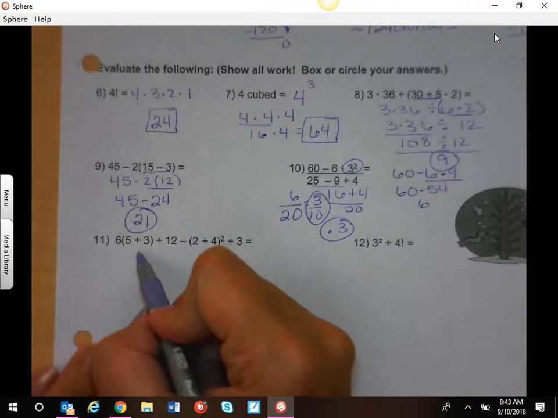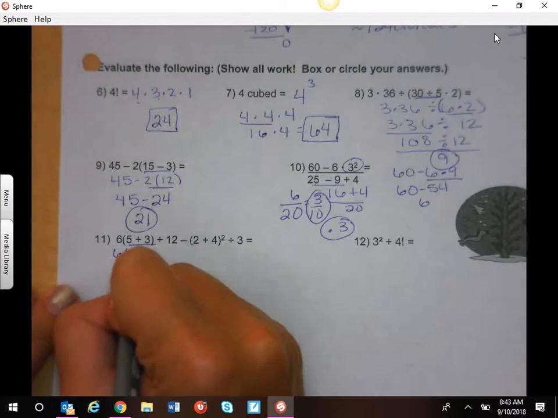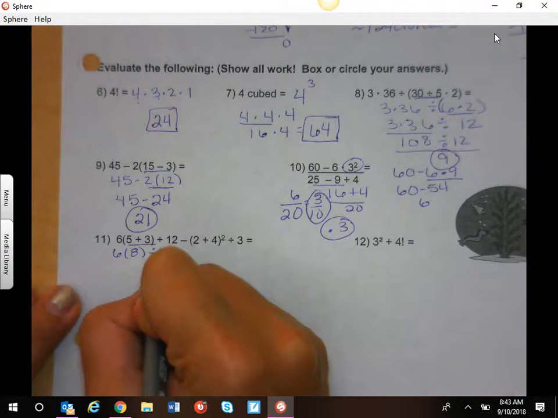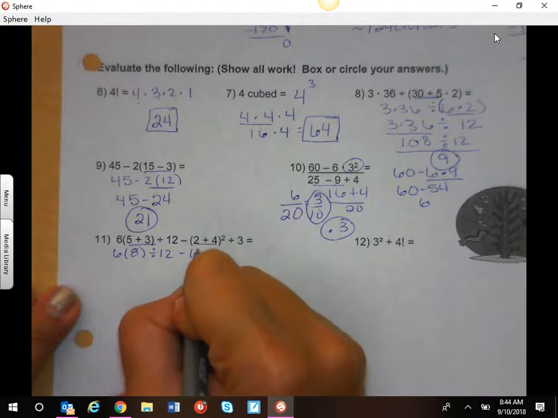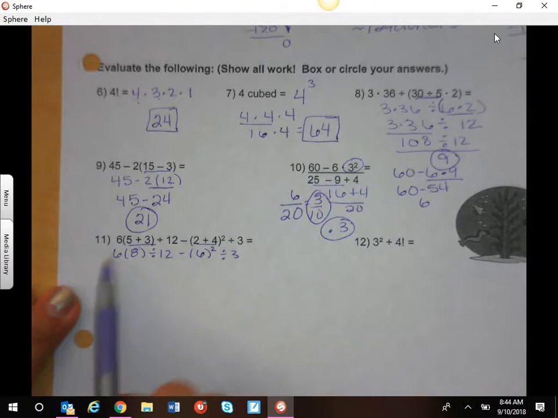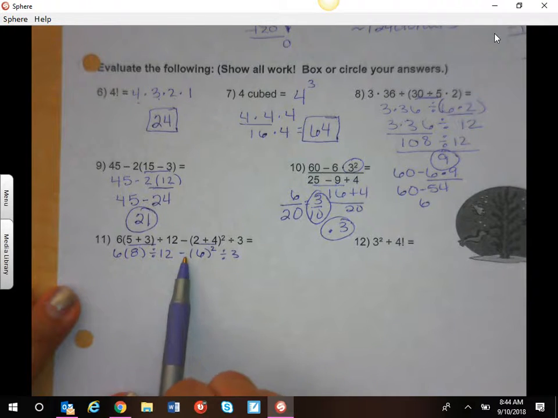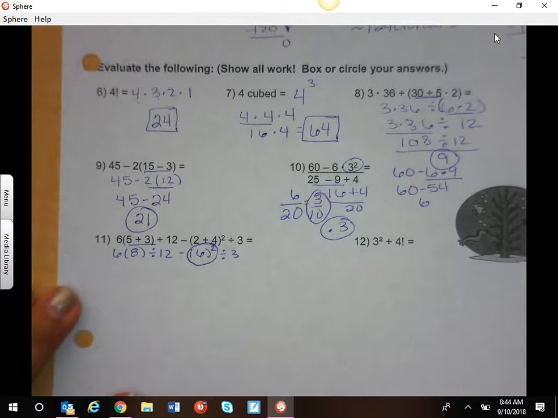Here, I have lots of parentheses going on. So I've got 6 times 8. I'm going to go ahead and rewrite this. Minus, I've got another parentheses. 2 plus 4 is 6 squared divided by 3. So I have multiply, divide, subtract, exponent, divide. So I know I need to do this exponent.